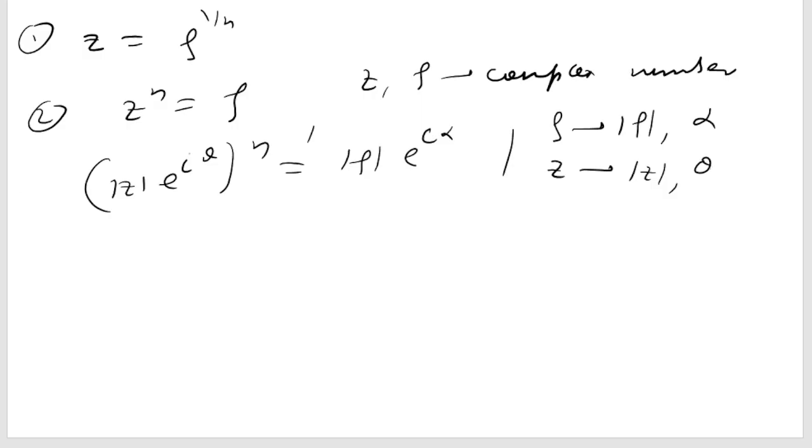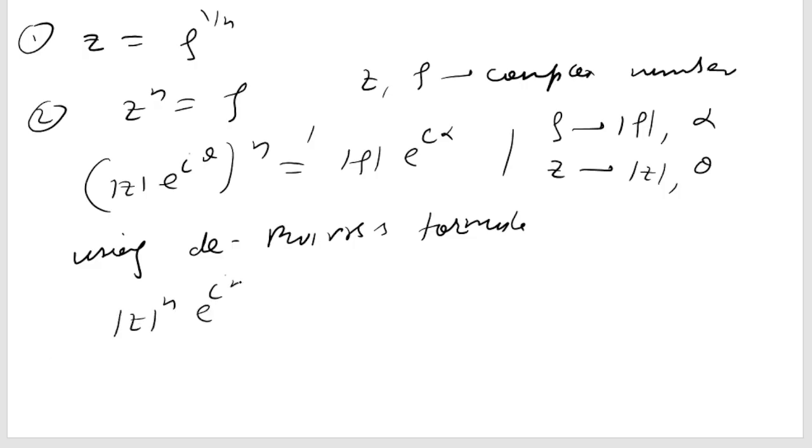Now we will use de Moivre's theorem. Basically, we call it de Moivre's formula, with a small d in de. We call it a theorem in most books, but essentially it's de Moivre's formula. Using de Moivre's formula, we get mod z to the power n, e to the power i n theta, is equal to mod rho, e to the power i alpha.